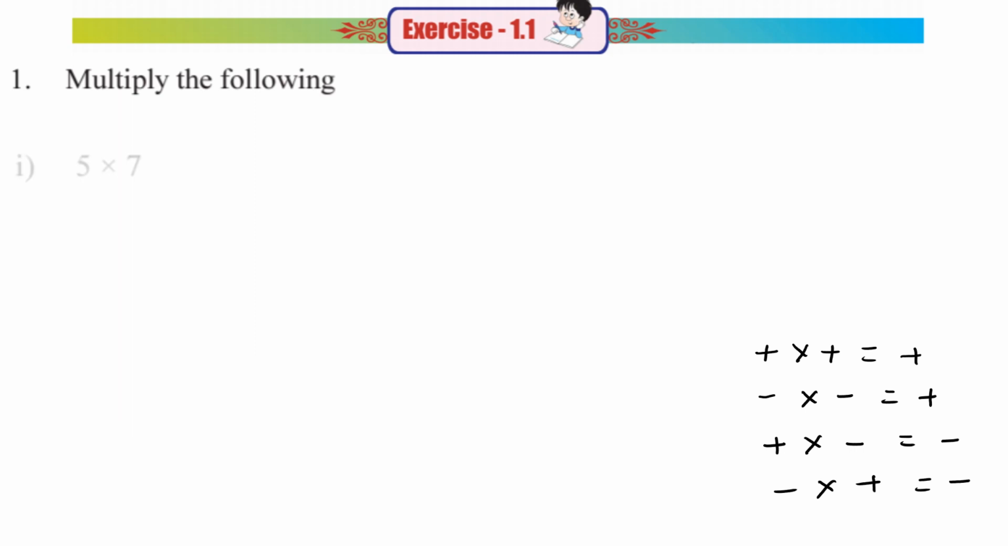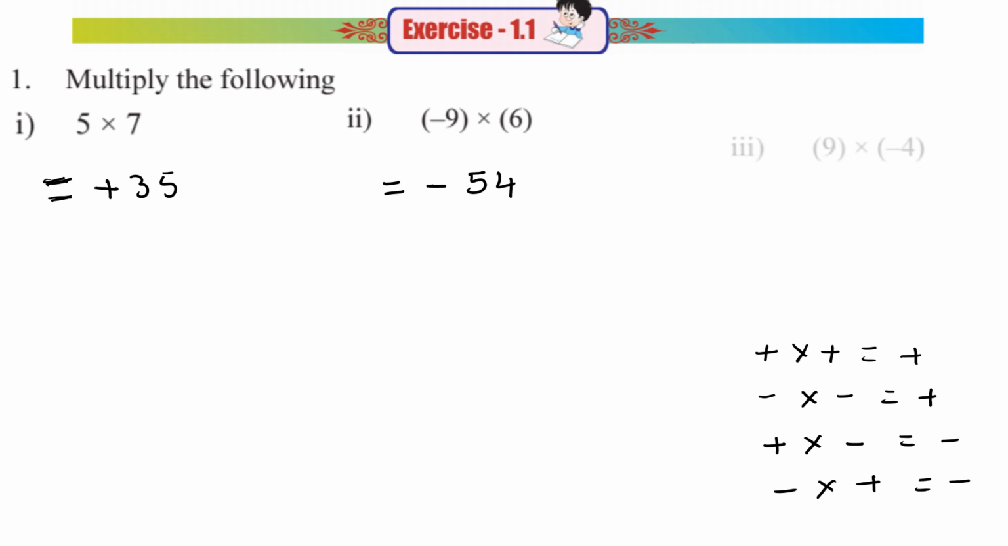Let us use these symbol rules. Look at the first problem: 5 into 7. These two are positives only. First we multiply the symbols: plus into plus is plus. 5 sevens are 35. One more question: minus 9 into 6. First we multiply the symbols: minus into plus is minus only. 9 sixes are 54.